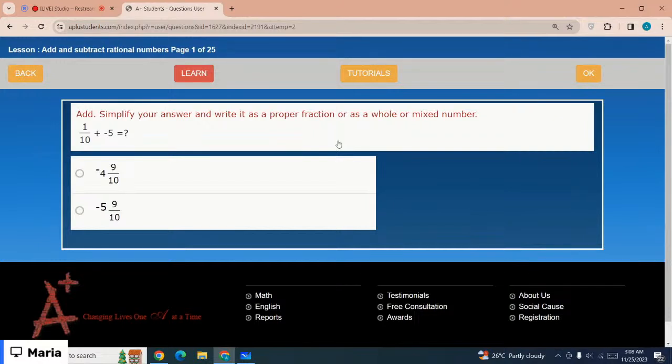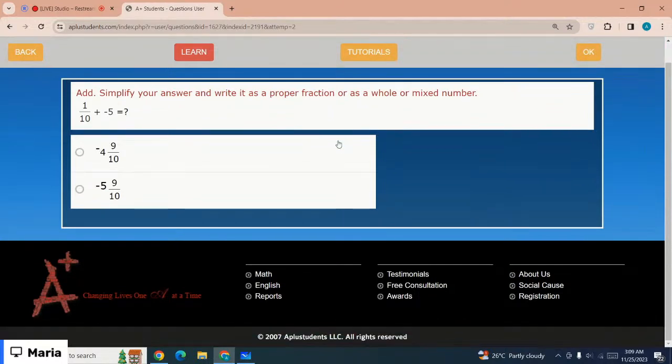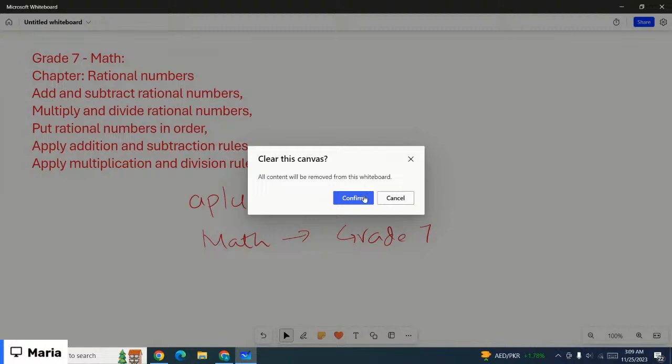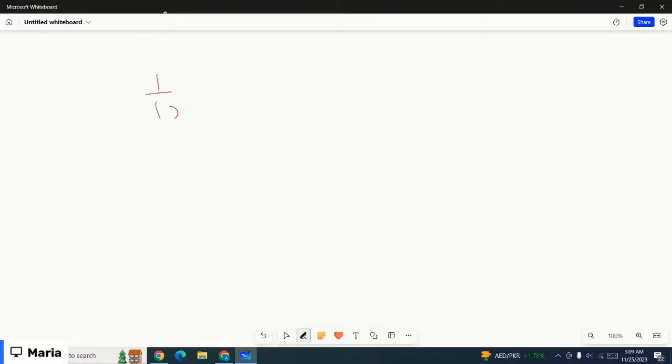So when you are adding two numbers, they must be in the same form, right? Either they both are whole numbers, or they both are fractions. So you have to convert negative 5 to fractional form, right? 1 over 10 plus negative 5. So 5 has a denominator 1, right?